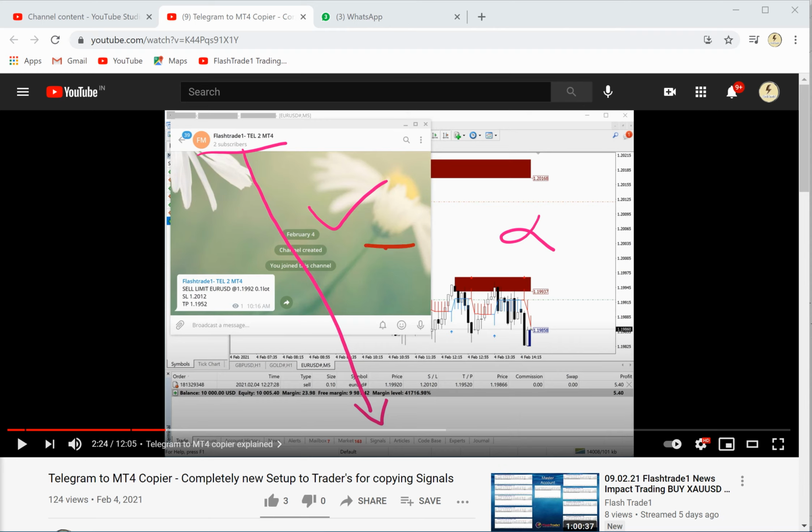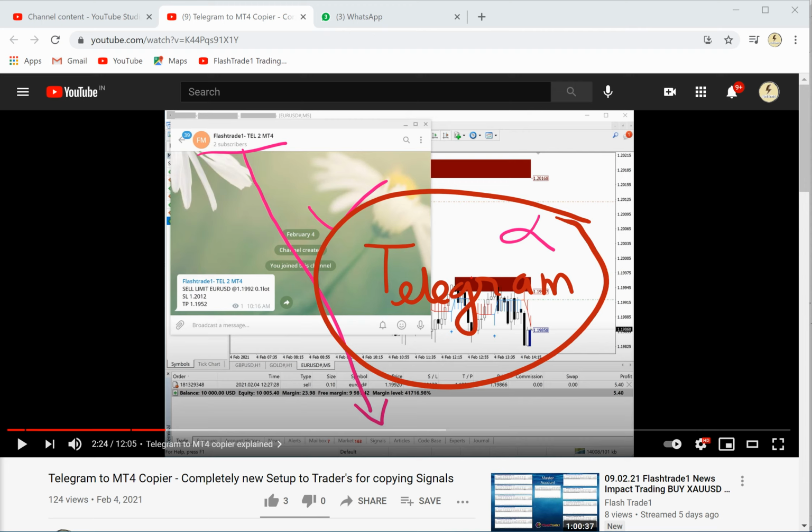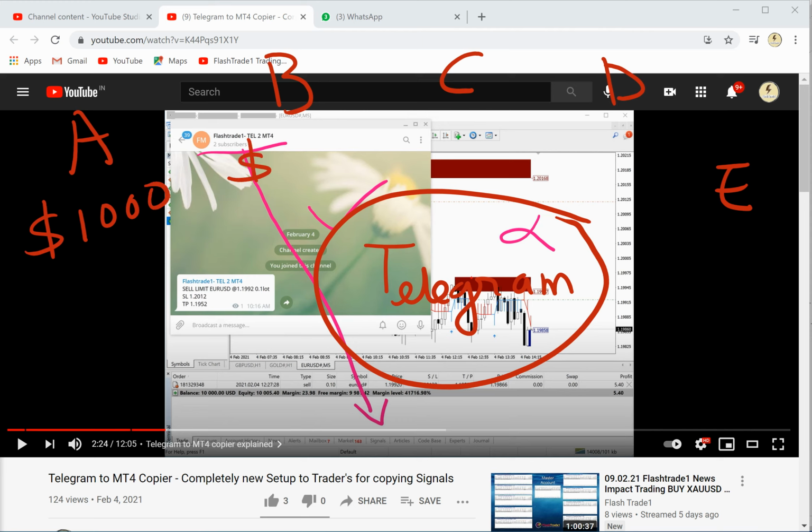So let's suppose that this is the Telegram channel where 5 clients have attached their MT4 accounts, and just for information, to this one Telegram channel 500 accounts can be connected. Now client A has a capital of $1,000, client B has a capital of $2,000, client C has $3,000, client D has $5,000. Let's say client E has a capital of $10,000.